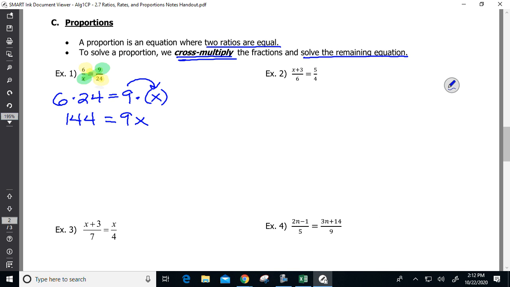So this is a pretty simple equation to solve. What do we do to both sides? 144 divided by 9. And that should give you 16. Do I get 16? If not, tell me I'm wrong. Tell me what's right. So x equals 16.